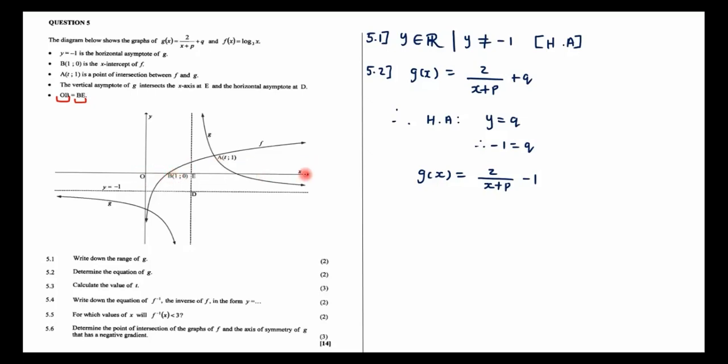So to get the value for p, what I'm going to do here is say that I need to find the x coordinate of E, and the x coordinate of E is going to be 1 plus 1, which gives me 2.